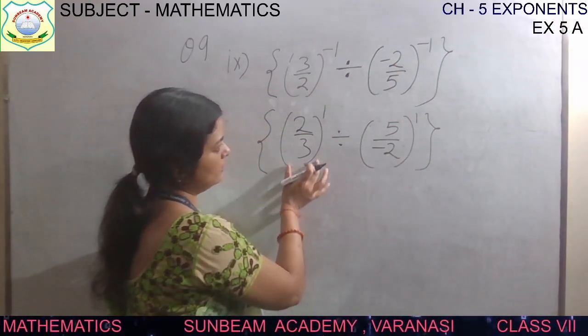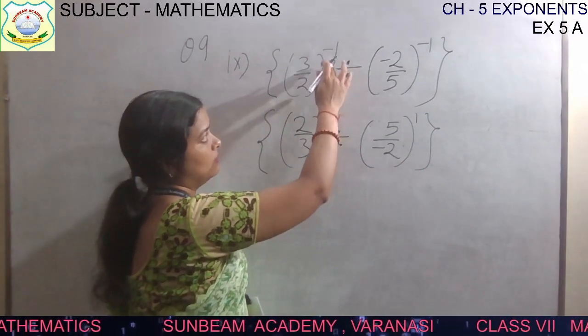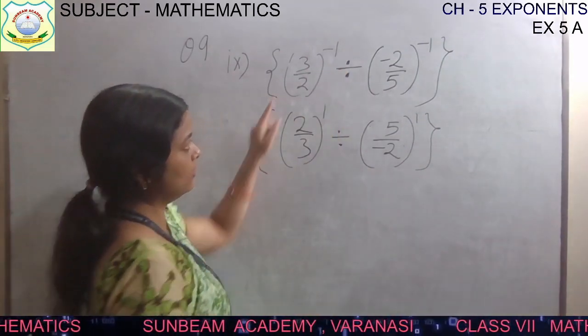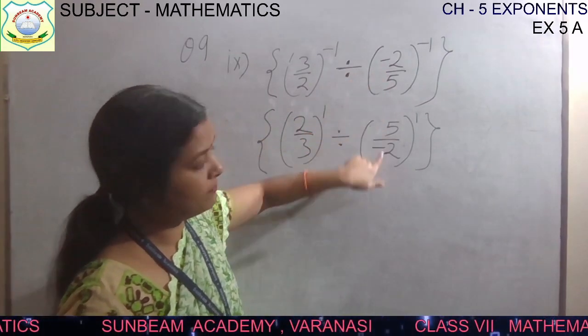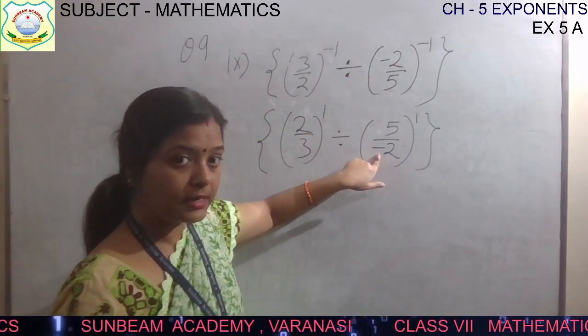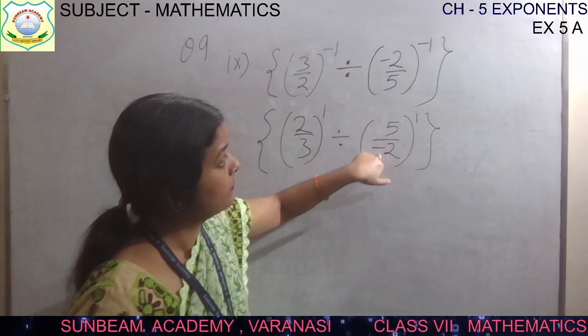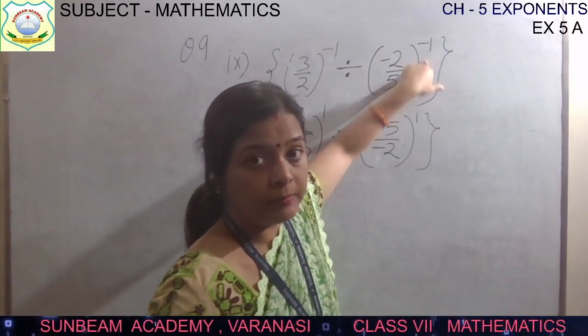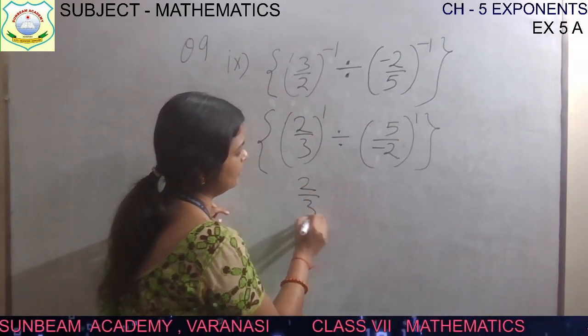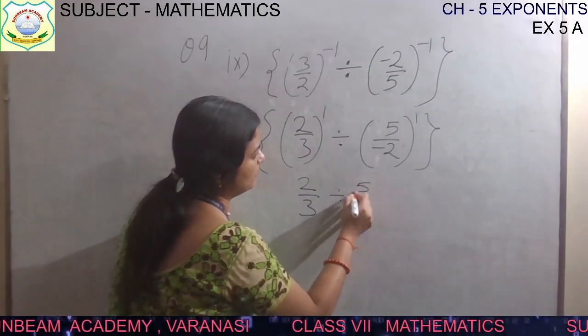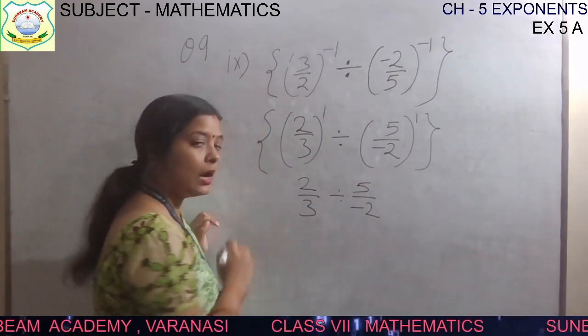Now, children, see, only the reciprocal I have done. 3 by 2 became 2 by 3. Here minus 2 by 5 became 5 by minus 2. The minus sign will remain with it. Only this negative power will become positive. Now this is 2 by 3 divided by 5 by minus 2. You know how to solve this?